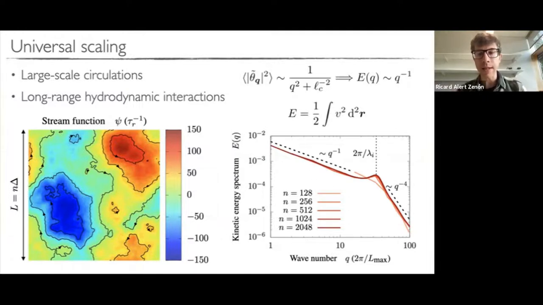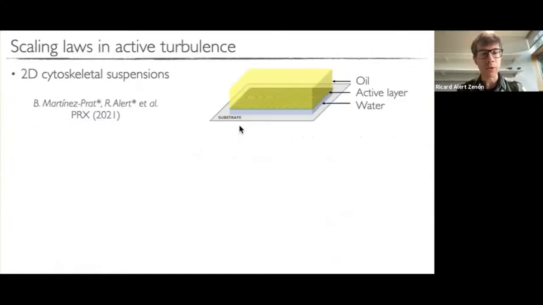Okay. So now the last thing that I want to say here is that we then tested these predictions in experiments. To do this, we collaborated with the lab of Francesc Sagués. Berta Martinez-Prat there did experiments in which she makes a two-dimensional film of microtubules and kinesin molecular motors. So this is an active nematic layer. And then she sandwiches this layer in between a layer of water below and a layer of oil on top. The nice thing about this experimental setup is that she can then tune the viscosity of the oil and thereby affect the flows in the active fluid.